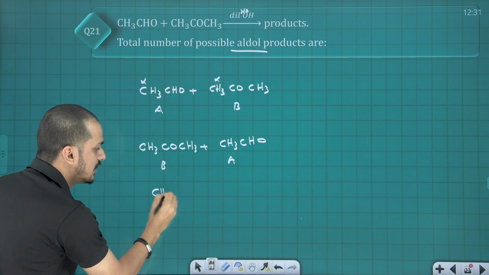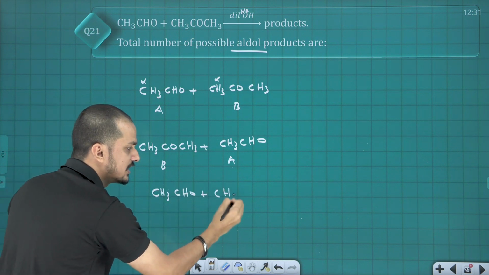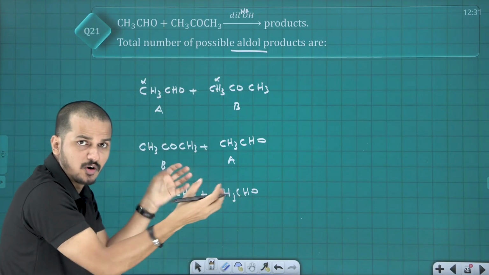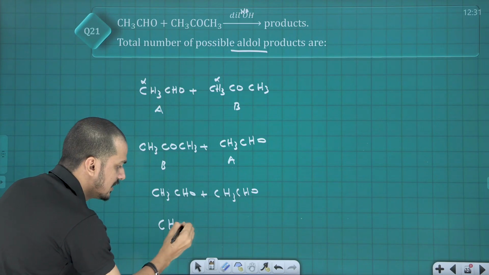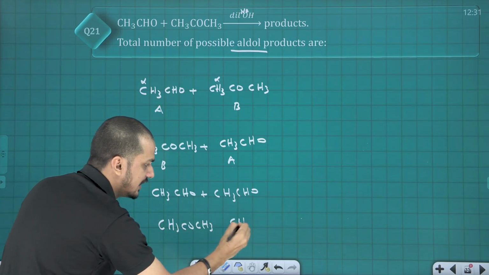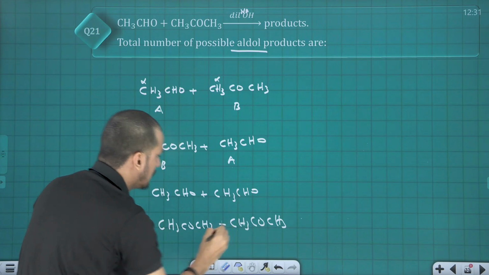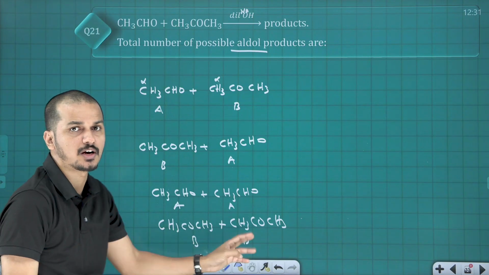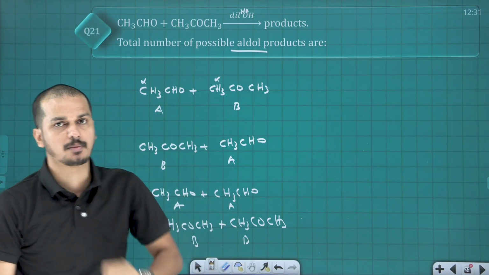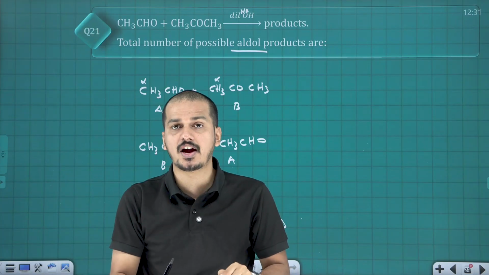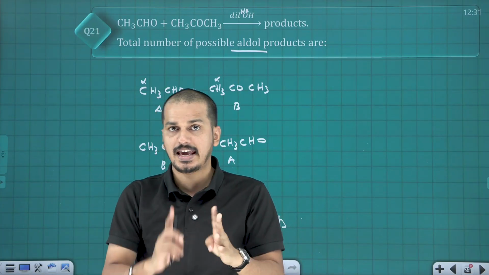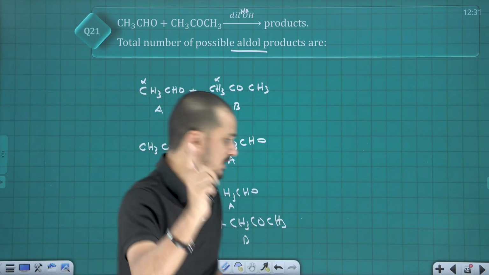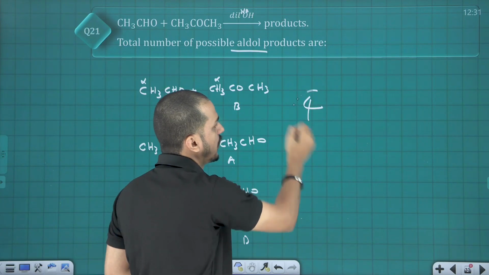Or else I can take two molecules of CH3CHO. Like that also aldol condensation is possible. Any of the same molecule can mix. Or else CH3COCH3 and CH3COCH3, this also can mix. So A can mix with A or B can mix with B. They can undergo aldol condensation. So total how many products are possible? 4 products are possible. If both contain alpha hydrogen, then 4 products: AA, AB, BA and BB. That idea you have to keep in mind. Ready? So what's the answer for this one? 4 products are possible.